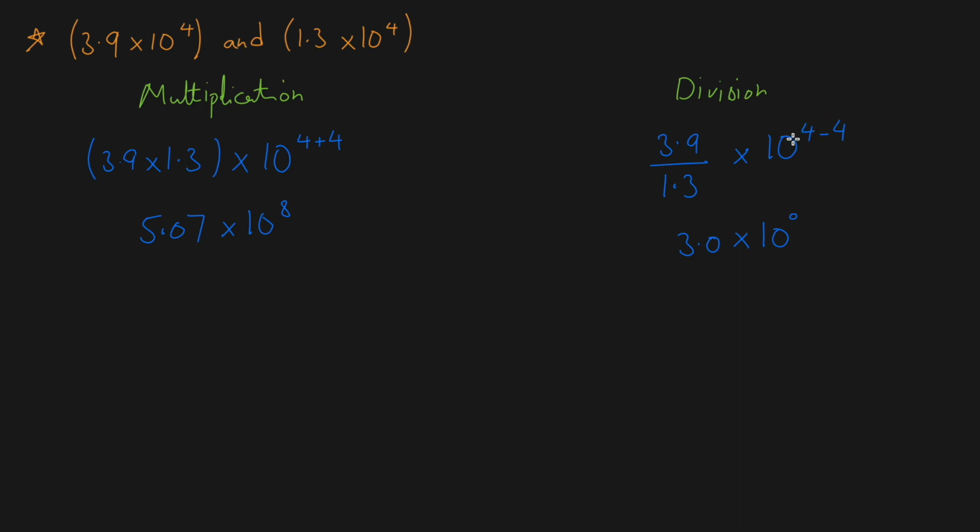So what will we do with it? 4 minus 4, well, it will be tens power zero. So tens power zero, as you all know, any number's power, if it's zero, then its answer will be one. No matter how big or small the number is, if its power is zero, its answer will be one.